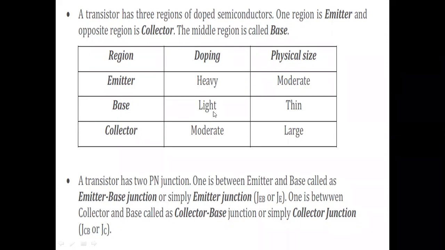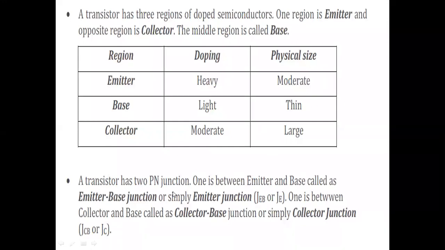For the base, light doping is required, and the size of the base should be very thin. The collector does not need heavy doping, because it is going to collect the free electrons or holes, the free carriers. So doping is moderate, but the physical size should be large.